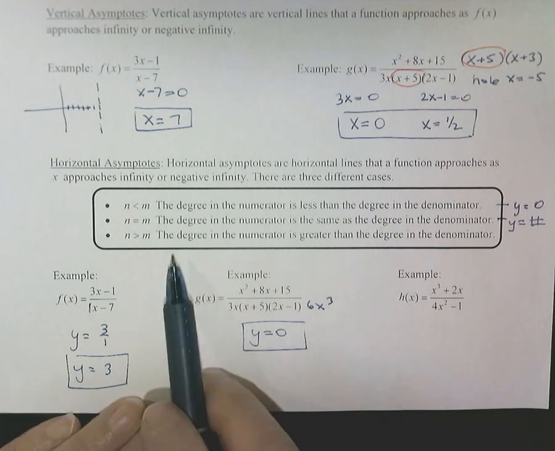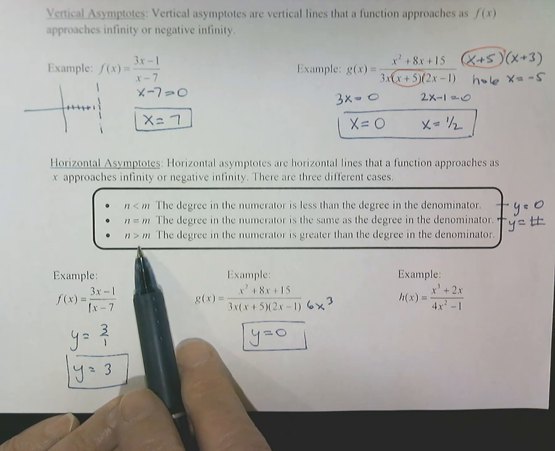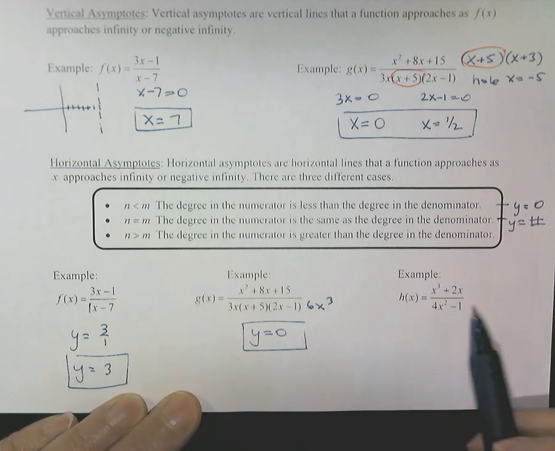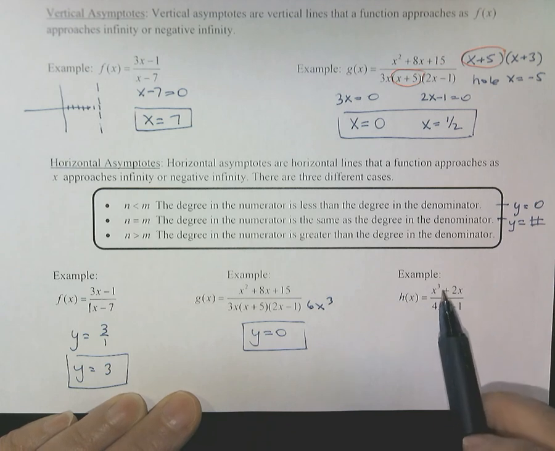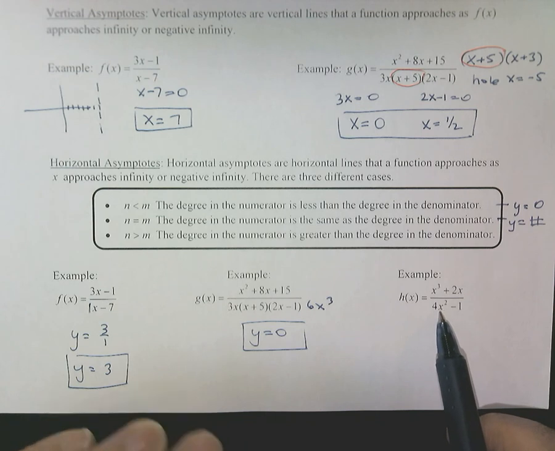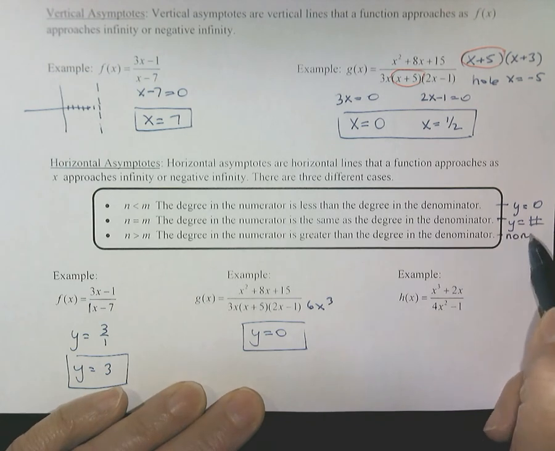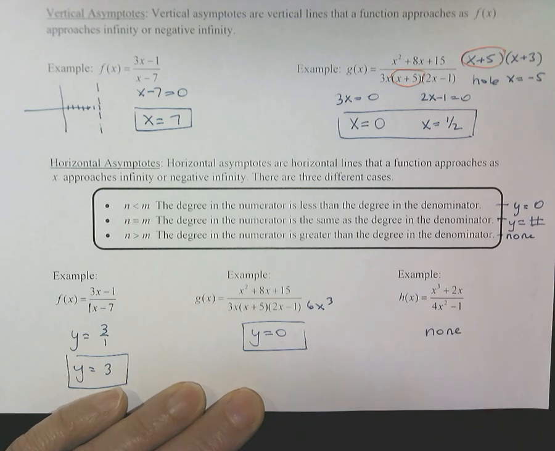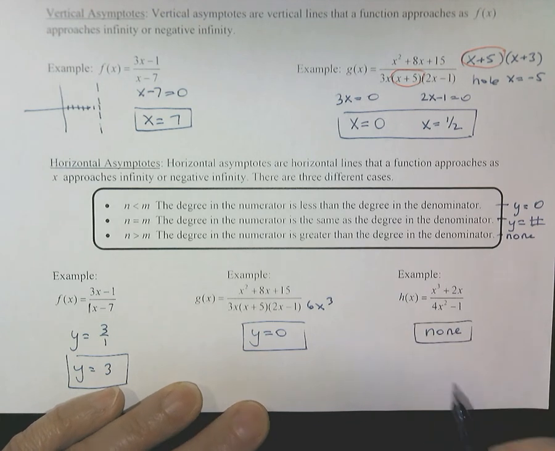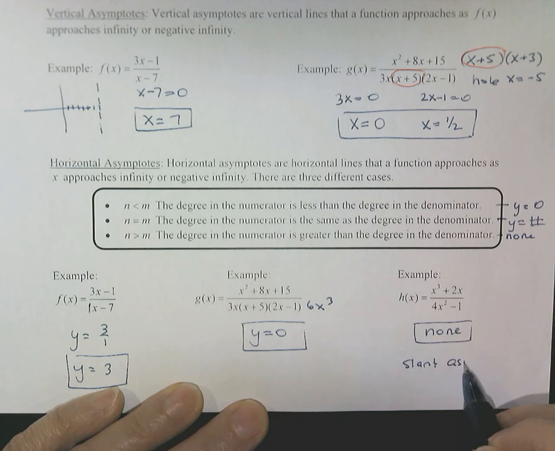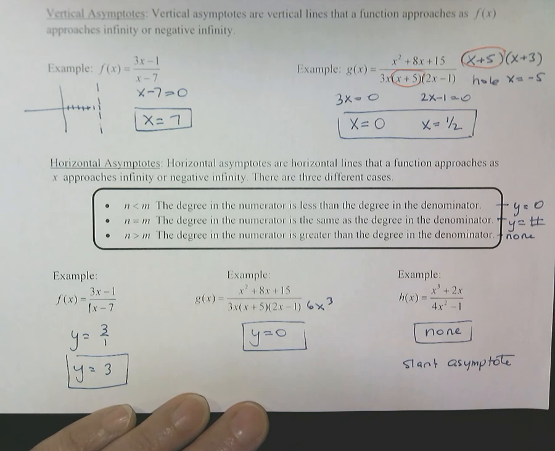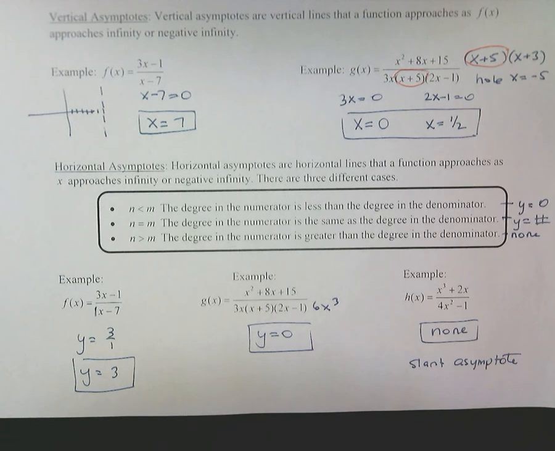And the last case occurs when the degree in the numerator is greater than the degree in the denominator. So this last example, obviously, is degree of 3 in the numerator, degree of 2 in the denominator. In this case, there are no horizontal asymptotes. There are slant asymptotes. And that will leave for another year. I would have to find that using long division. So it's one of the reasons you were taught long division.